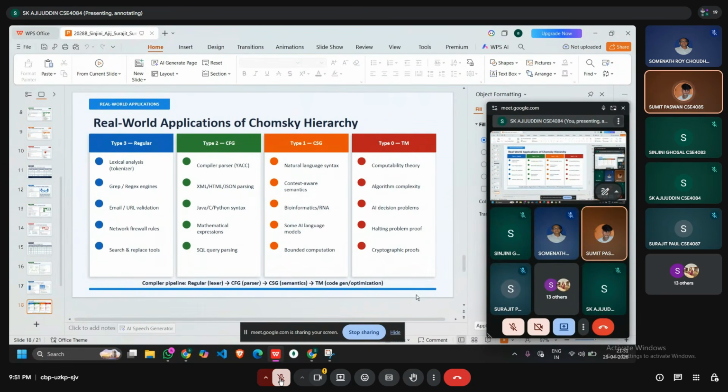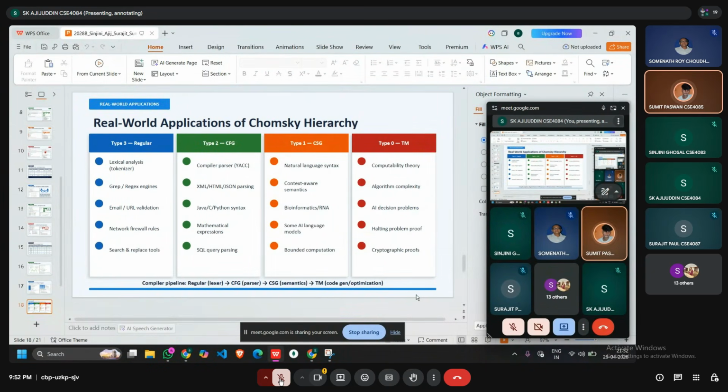Type 3 regular, type 2 CFG, type 1 CSG and type 0 TM. In type 3 regular, there are basically 5 main applications: lexical analysis, grep or regex engines, third email or URL validation, fourth network firewall rules, and fifth search and replace tools. For type 2, compiler parsers, second one XML or HTML or JSON parsing, third Java or C or Python syntax, fourth mathematical expressions, fifth SQL query parsing.